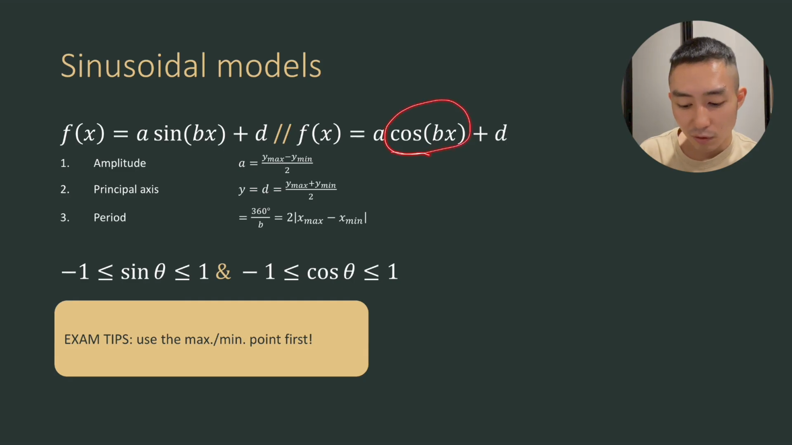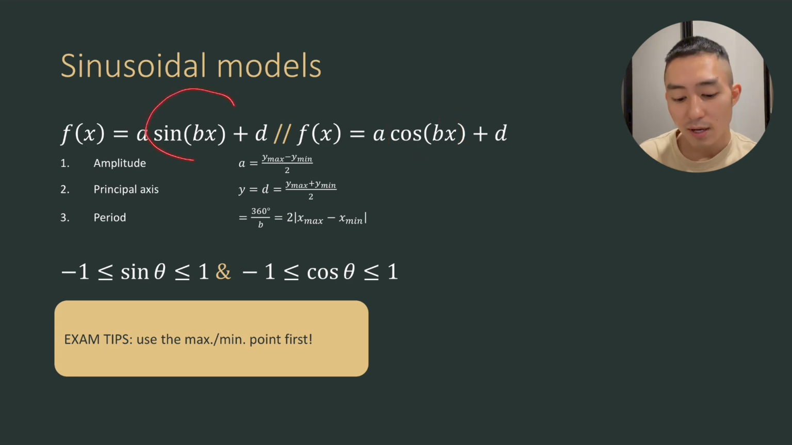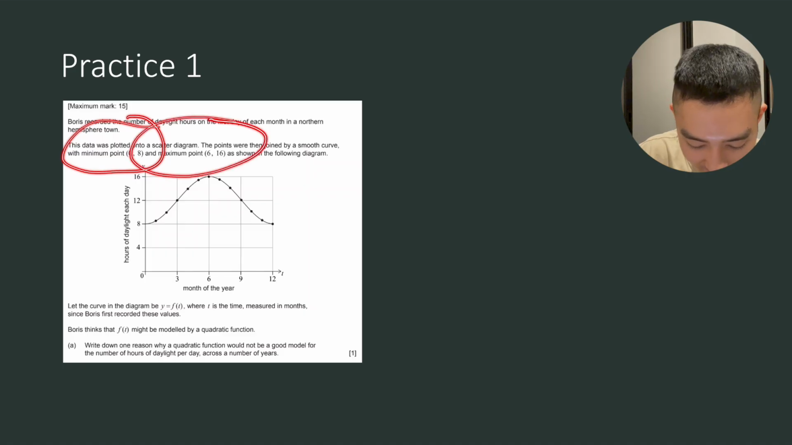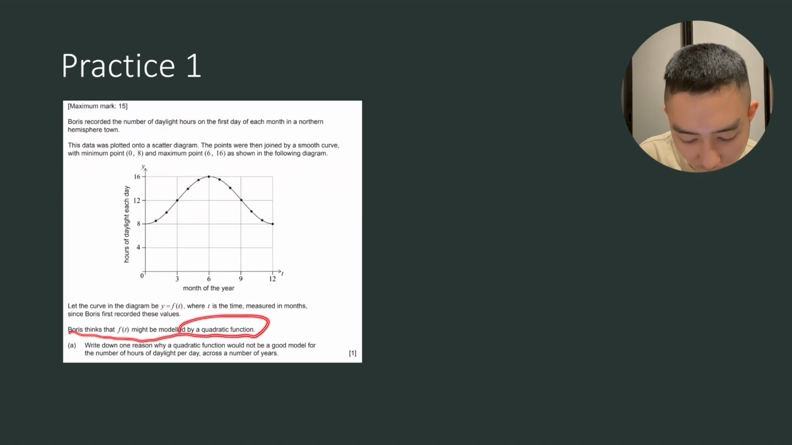Because at the maximum, the cos will be 1, and at the minimum, the cos will be minus 1. So does sine. At the maximum, it's 1. At the minimum, it's minus 1. Commonly, it is put on the exam paper, which I will show you down below. You can read this question, and I will solve it in 3, 2, 1. Now I have a 2-point minimum and maximum. And Boris thinks it might be modeled by a quadratic equation.